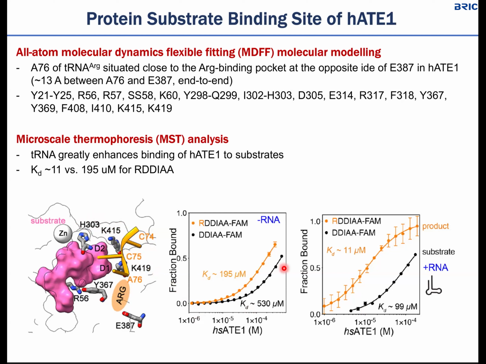Additionally, microscale thermophoresis assays demonstrated that in the absence of tRNA, the binding affinity of human AT1 for the arginylated peptide product is greater than for its unmodified peptide substrate. And the reintroduction of tRNA greatly enhances the binding affinity of both the arginylated product and the unarginylated substrate peptide by about 15 and 5-fold, respectively.